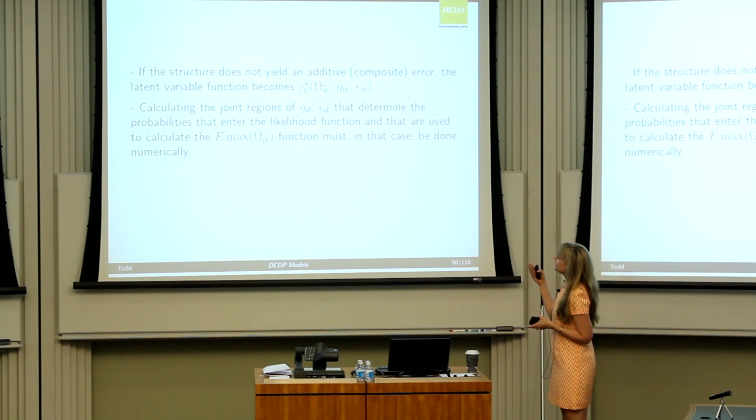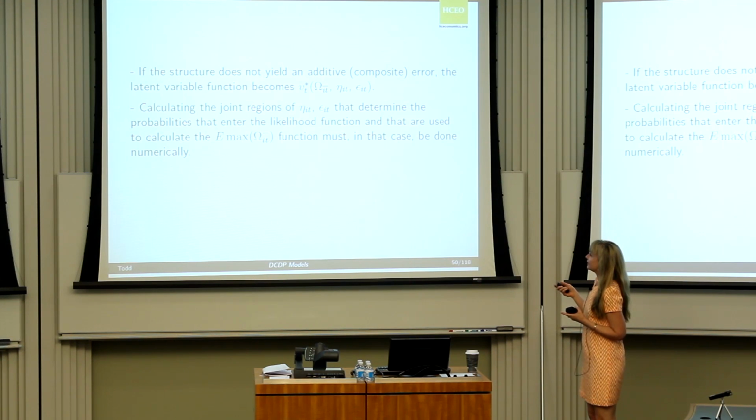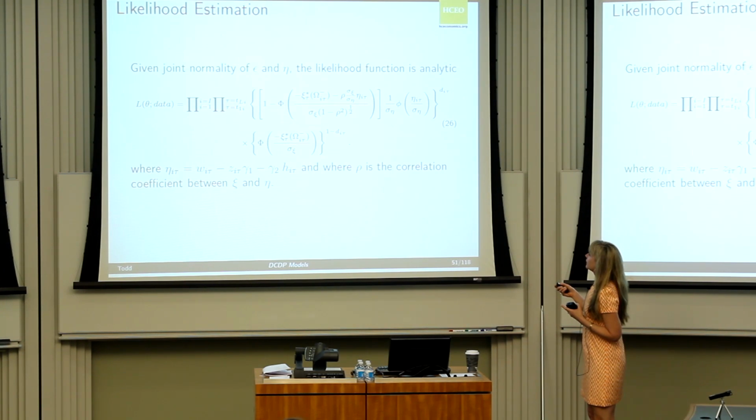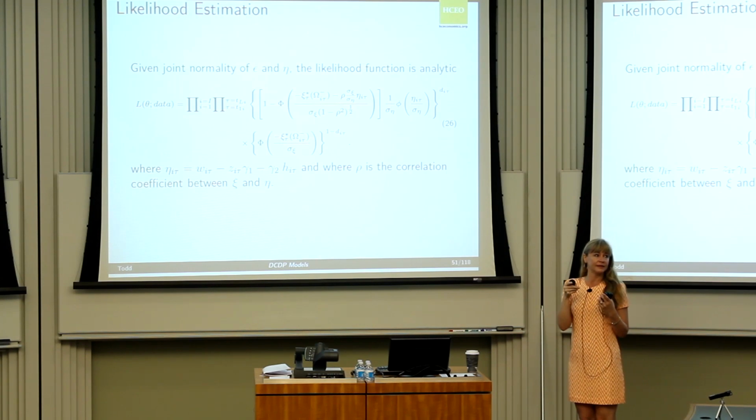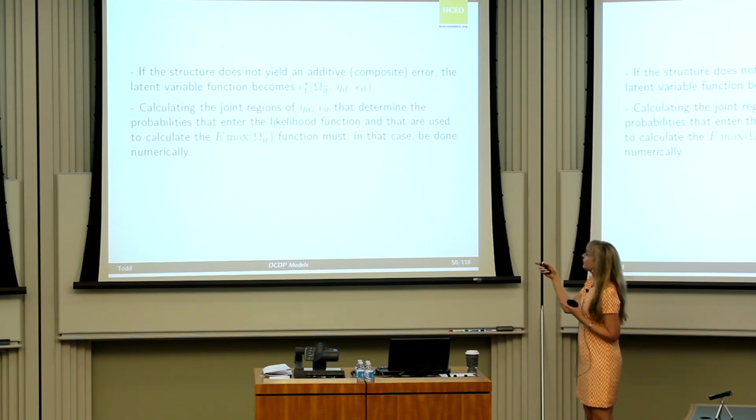So in this example, we have this additive error, but that's actually not required. It just made it a little easier to get these expressions. But in general, you don't have to have additive errors. Okay, so given joint normality, this is putting in what those probabilities are. It's just writing in explicitly what the probabilities are.